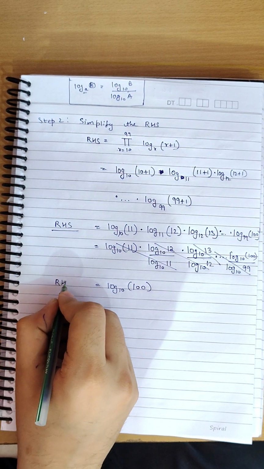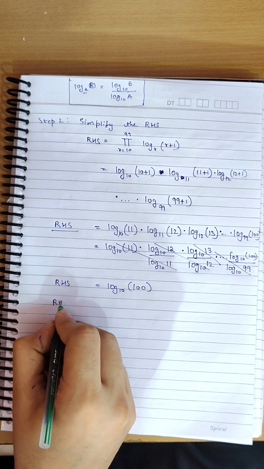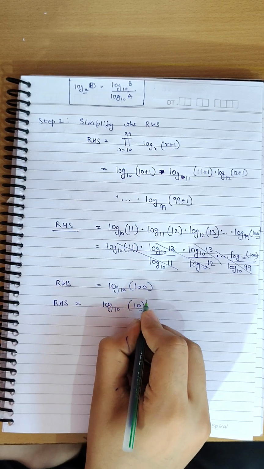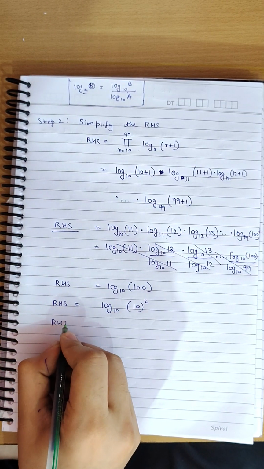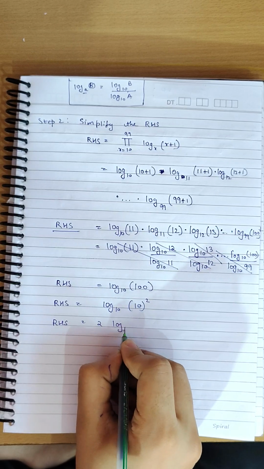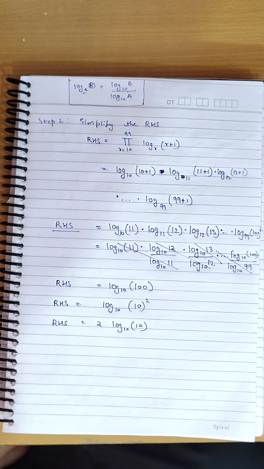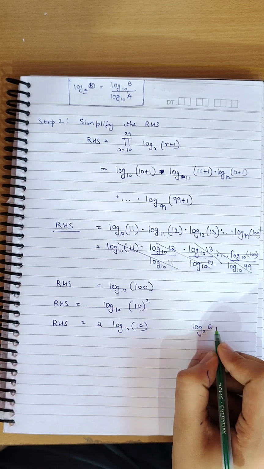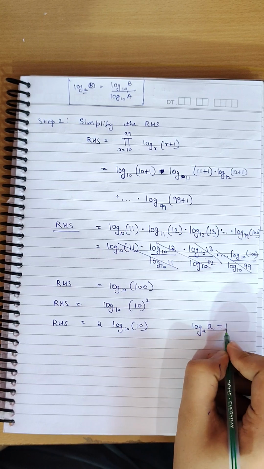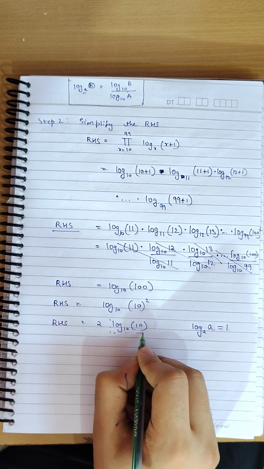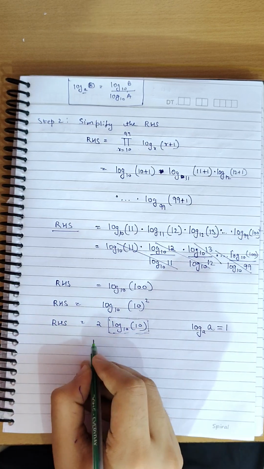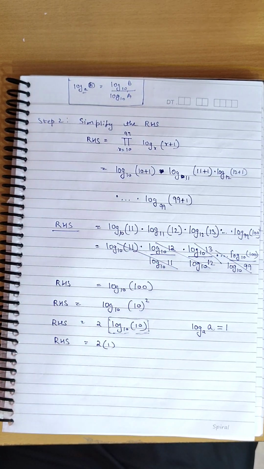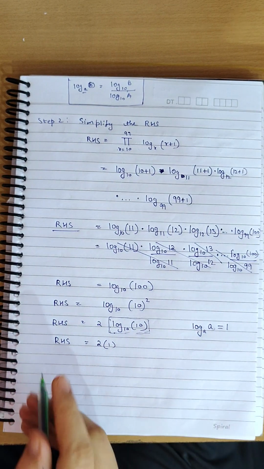So this is RHS. Okay, so we can rewrite this as log 10 of 10 whole square. So RHS is equal to 2 times log 10 of 10. Since we know log a of a, log base a and the input value is also a, this value is equal to 1. So the value of this entire thing is 1. So it's 2 into 1. This is RHS.